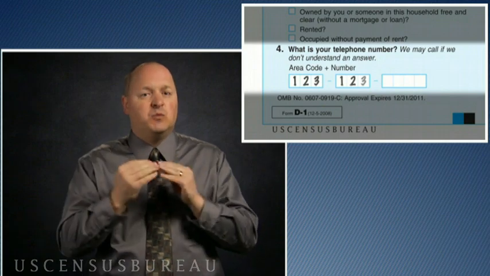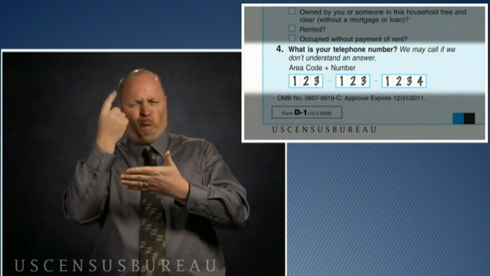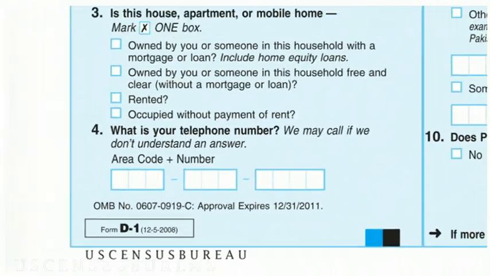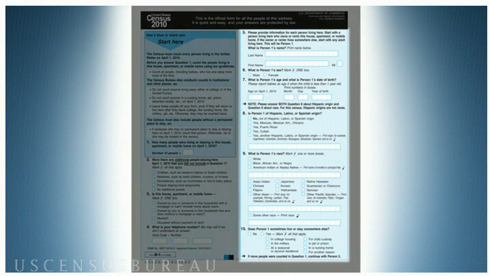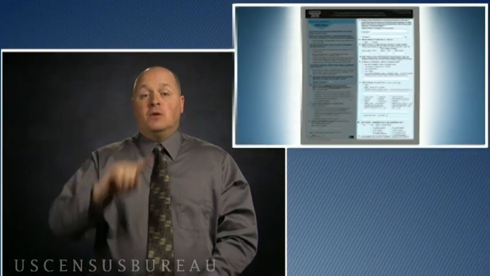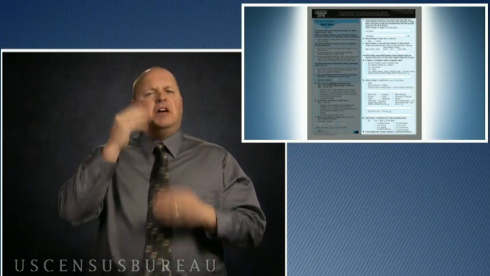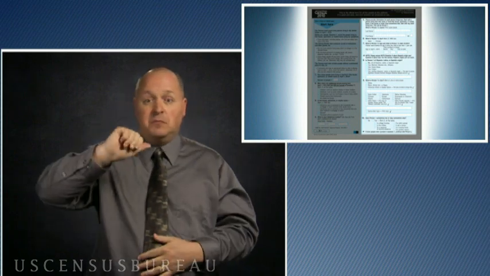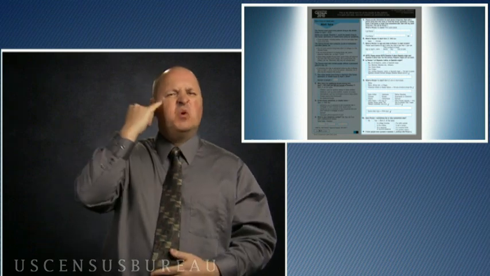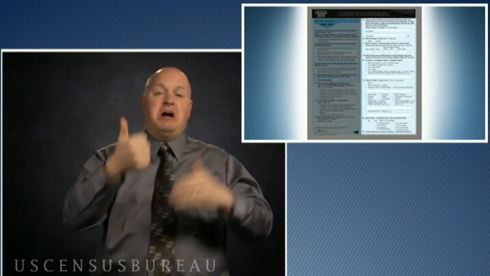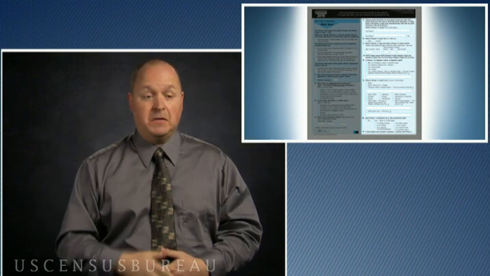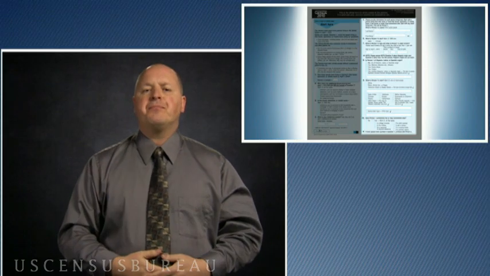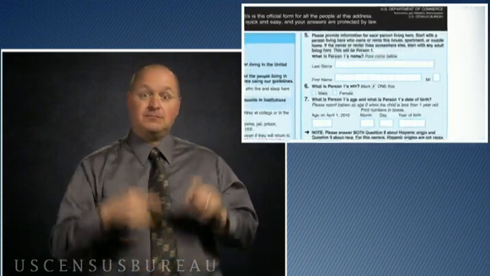Question 4 asks for your telephone number in case we need to call you if we don't understand an answer. Please include your area code. Questions 5 through 10 provide information about the person who owns or rents this house, apartment, or mobile home. If they live somewhere else, start with any adult living here. This person will be referred to as Person 1. Let's continue with question 5.